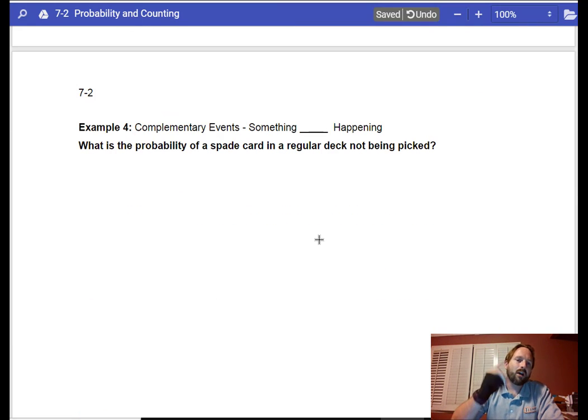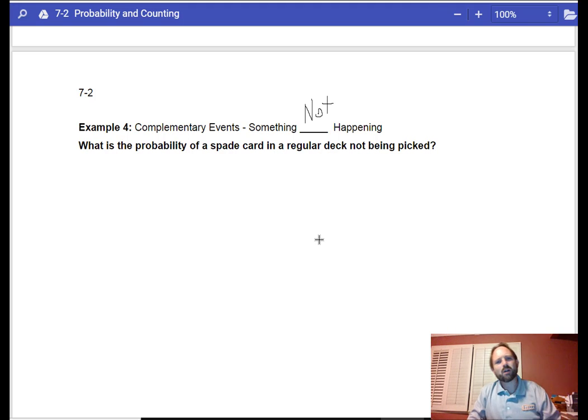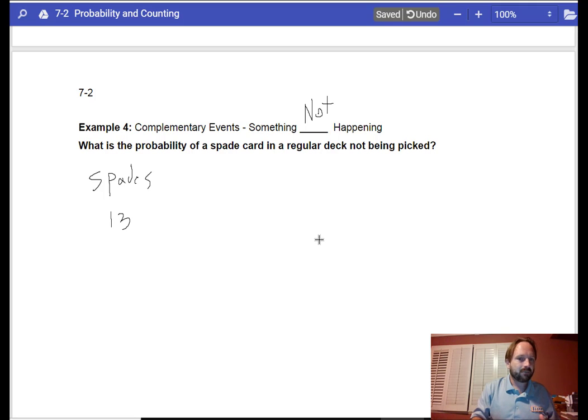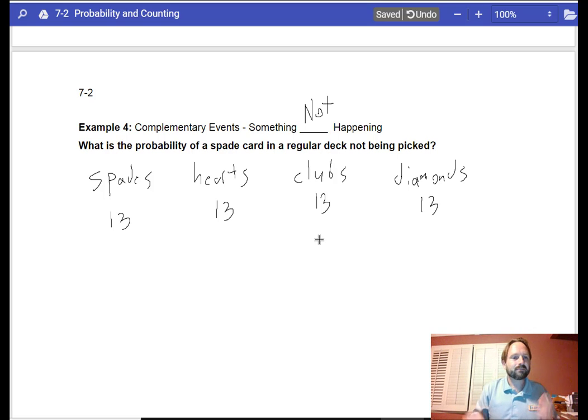Last one. Complementary events. Something not happening. So, what is the probability of a spade card in a regular deck not being picked? All right, well, if you don't know, we have spades, and there's 13 of them. We have hearts, and there's 13 of them. And we have clubs, and there's 13 of them. And finally, we have diamonds. I always spell diamonds wrong. And there's 13 of them. Oh, gee willikers. How many cards are there?